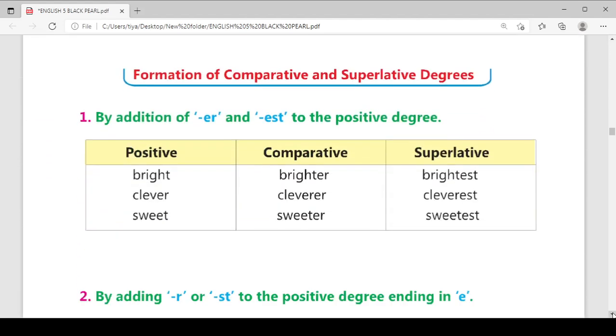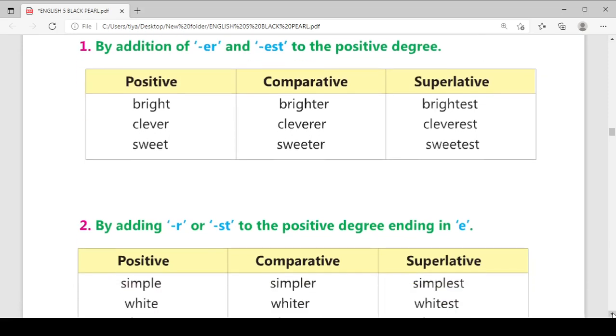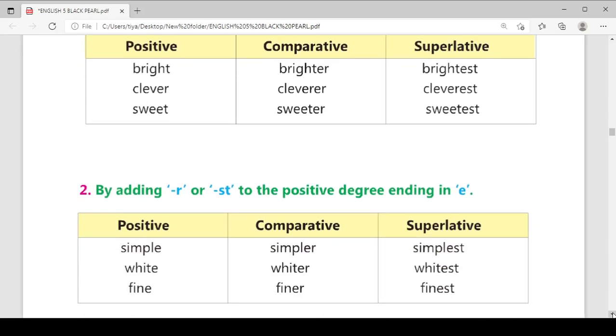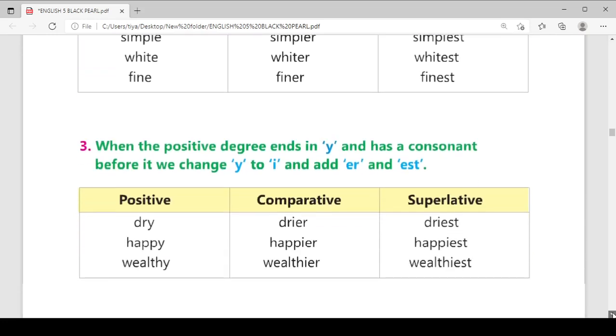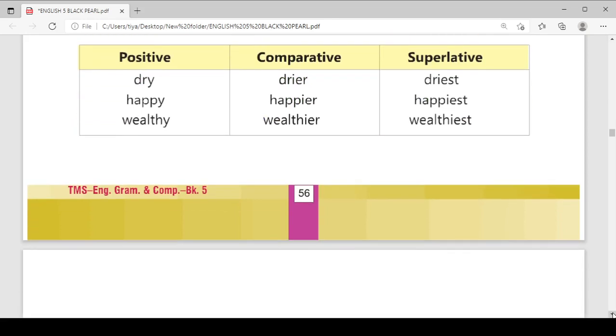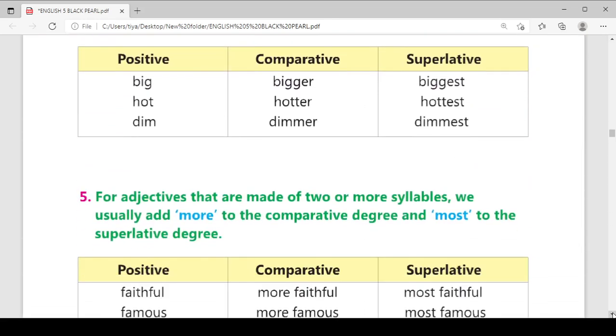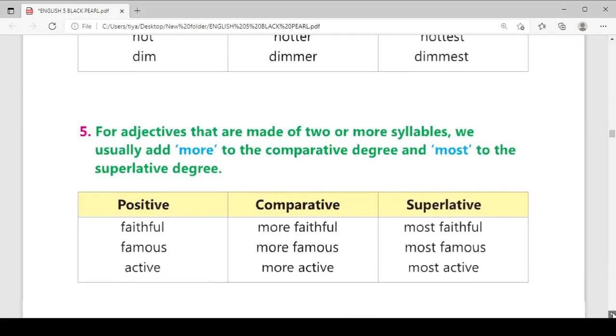Now you need to understand the formation of the comparative and superlative degrees by adding er or est to the positive degree. Bright, brighter, brightest; clever, cleverer, cleverest. We have many kinds of words, and we need to memorize all three degrees of any word. Sweet, sweeter, sweetest; simple, simpler, simplest; white, whiter, whitest; fine, finer, finest. Just take a screenshot of these words, it is important for you. Big, bigger, biggest; hot, hotter, hottest; dim, dimmer, dimmest.